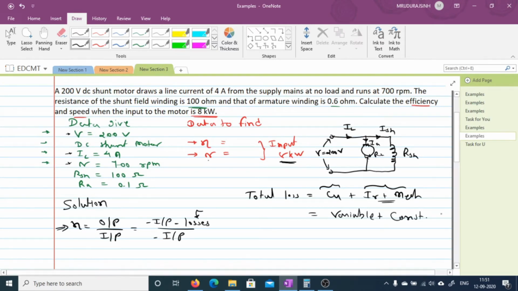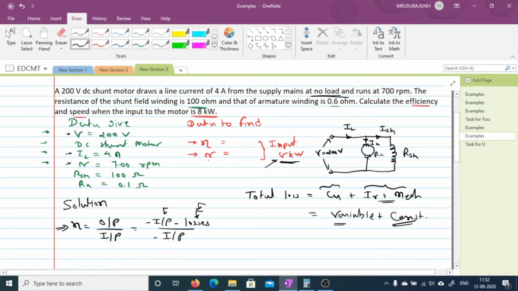If motor is running at no load condition, partial load condition or full load condition, this constant loss will remain the same, right? So what we require to do, we require to find losses at 8 kilowatt. When motor draws 8 kilowatt from supply, at that moment we need to find variable loss and constant loss. But as I told, constant loss is common for all the conditions, right? So now let's observe the data given to us.